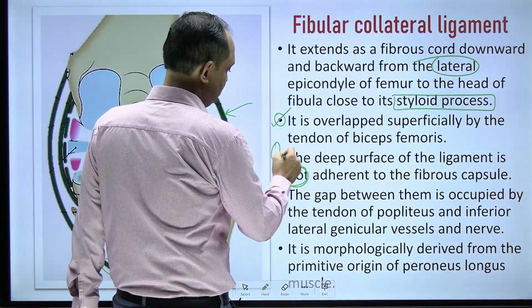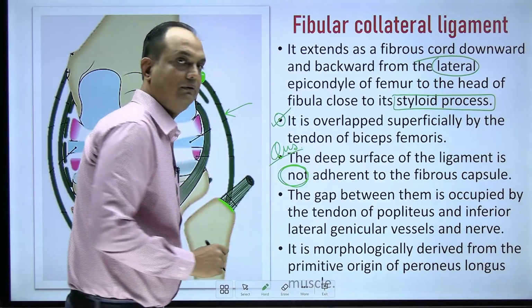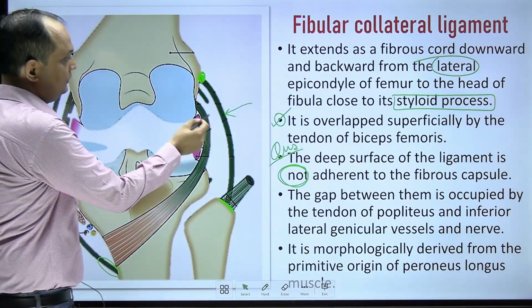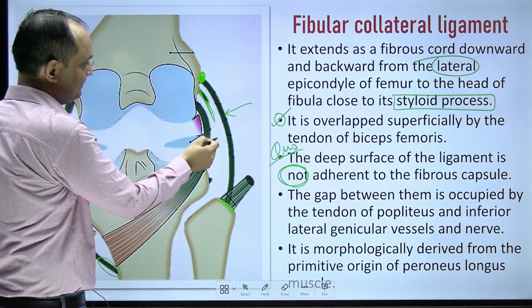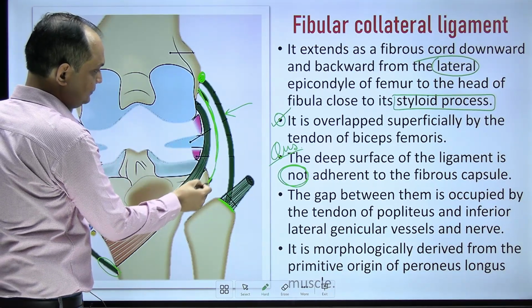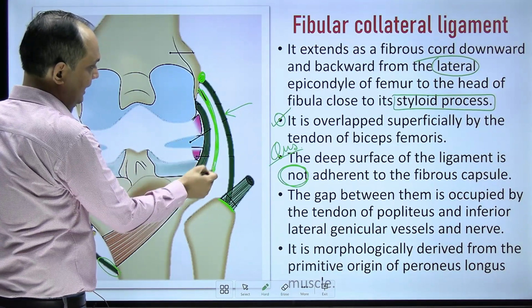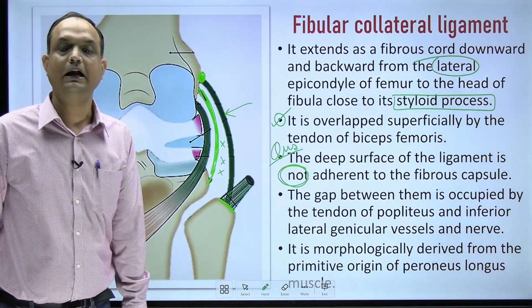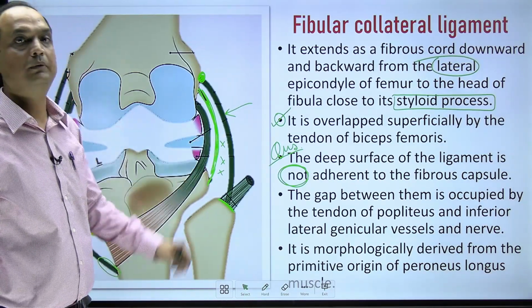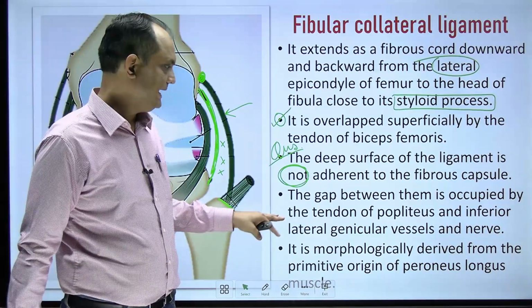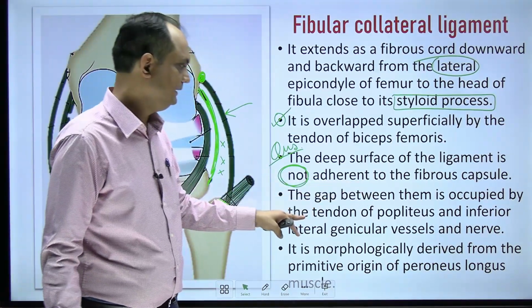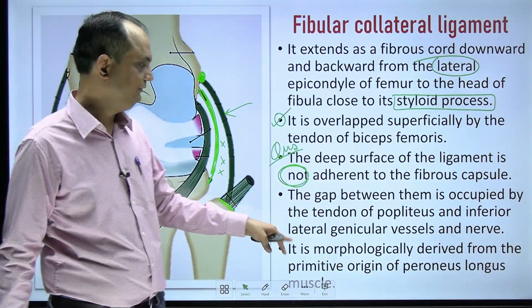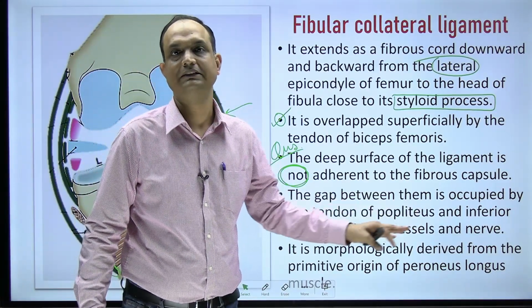Now, this is again a question which I told you that when you are drawing this ligament, you can see that this is your capsule. And this capsule is not at all having any connection. There is a clear-cut space visible. It is not adherent to your fibular collateral ligament. So, the gap between them is occupied by the tendon of popliteus and inferior lateral genicular vessels and nerve.